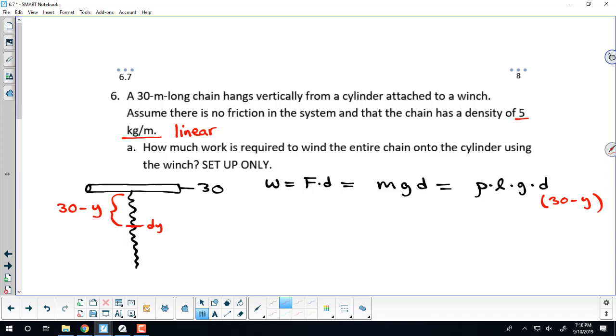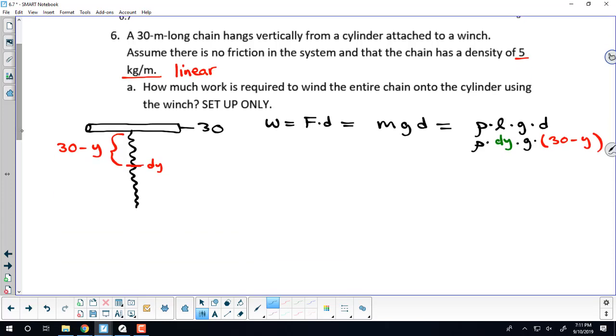We know we're given the density, we're given the gravity. Then the length here, we have to just view as some length in the y direction, just some thin length, dy. So that length is dy times density times gravity. So that's our integration. We have the work, force times distance. We add all that up.